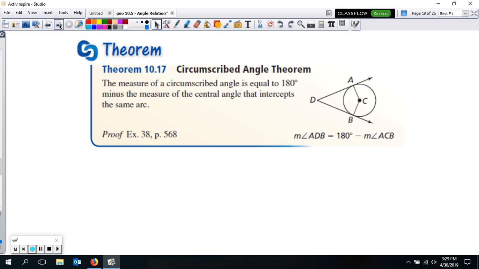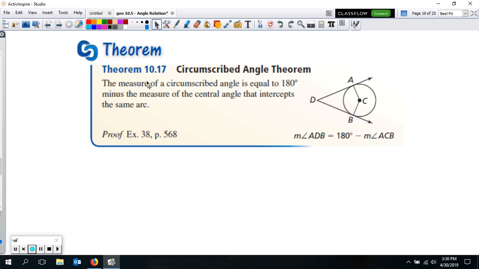So if we have now this circumscribed angle and a center point, and then a radius going to each point of tangency, from A to C and B to C, it creates a central angle. And we know this central angle is the same as its intercepted arc. So this arc AB right here is the same as this central angle that's inside here.